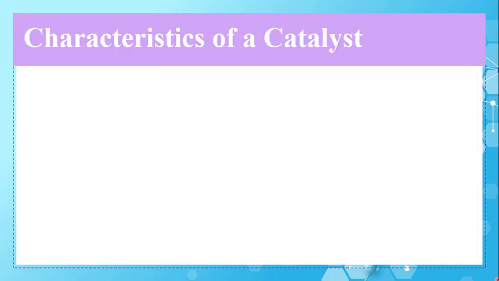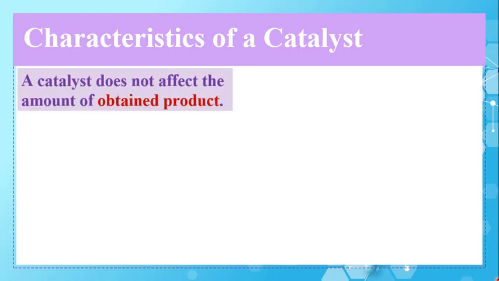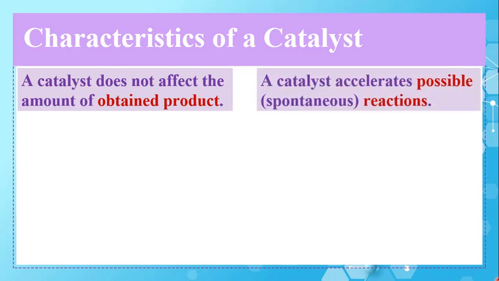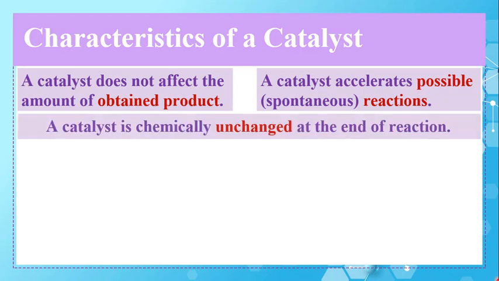A catalyst has many characteristics. First, a catalyst does not give more product. It gives us the same amount of product, but in a shorter time. Second, a catalyst is not a miracle. It cannot make impossible reactions possible. Also, a catalyst is chemically unchanged at the end of the reaction.